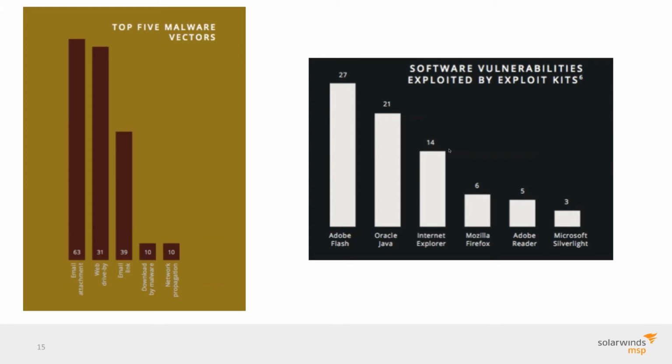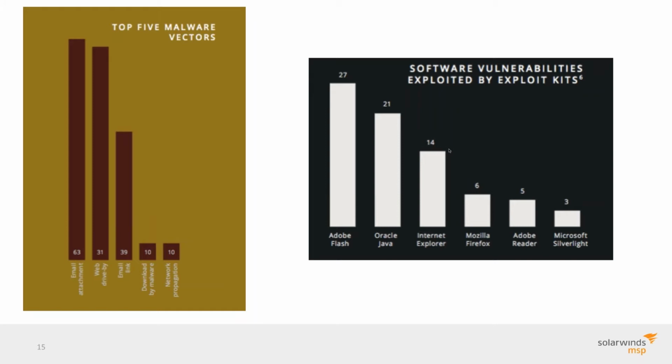So what are the top malware vectors? Okay, so email attachment. That's obviously the biggest one right now. Web drive-bys are also a big one. Those ads that if they click on them, deploy a Trojan, and then the Trojan goes forth and downloads the actual ransomware or virus. Email links operate pretty much like a web drive-by, but it's a link in an email. So very few of them are actually downloaded by malware itself or done through network propagation.